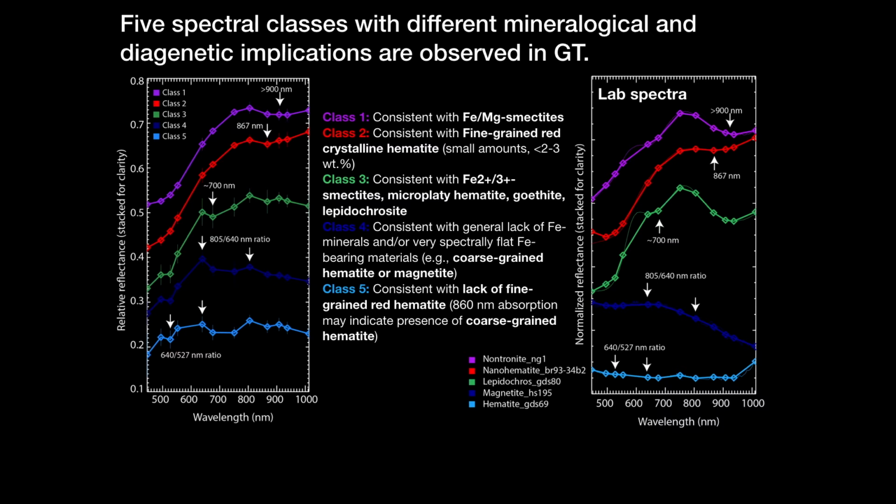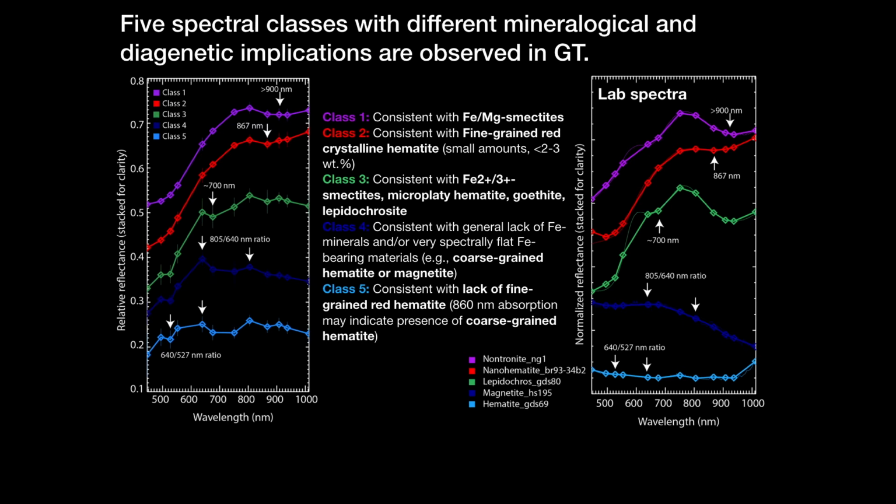Class 3 is consistent with a variety of minerals, some of which include iron 2+, 3+ smectites, microplaty hematite, goethite, and lepidocrocite. While this class is not diagnostic of a particular mineral, it does have a unique spectral feature, which is an absorption around 700 nanometers.